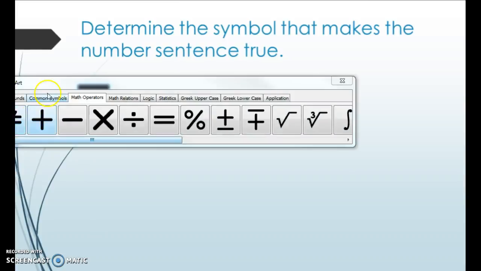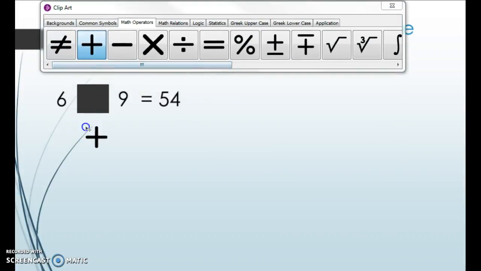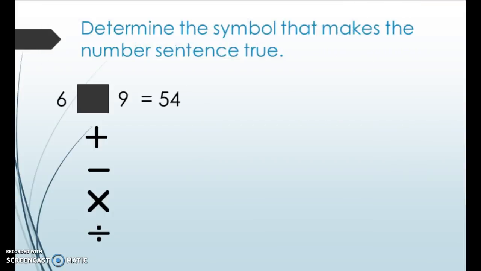Now again, let's review our math operations. We have addition, subtraction, multiplication, and division. Now we could just start plugging away and trying different operations, or we can make an observation here. What I'm noticing is that both 6 and 9 are smaller than 54. So we're going from two smaller numbers to a larger number. So we can immediately rule out subtraction and division.